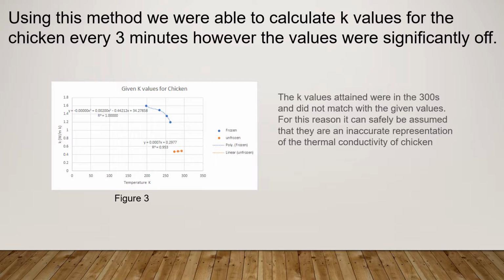However, values were significantly off. The K values attained were in the 300s and did not match the given values. For this reason, it is safely assumed that they are inaccurate representations of the thermal conductivity of the chicken. As you can see in figure 3, the top values were the ones of the thawed chicken, and the other part is unthawed. Obviously, they're way off. Therefore, you could tell that there was something off with this experiment.